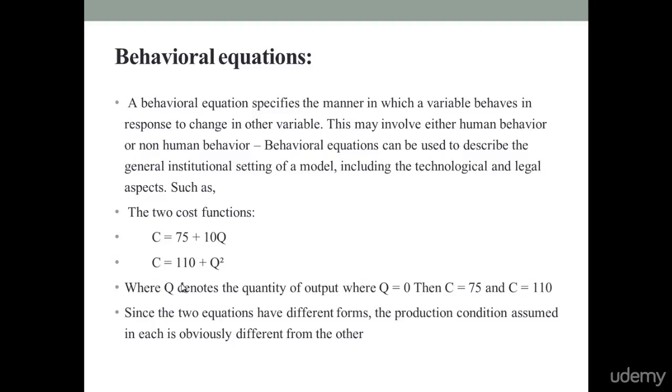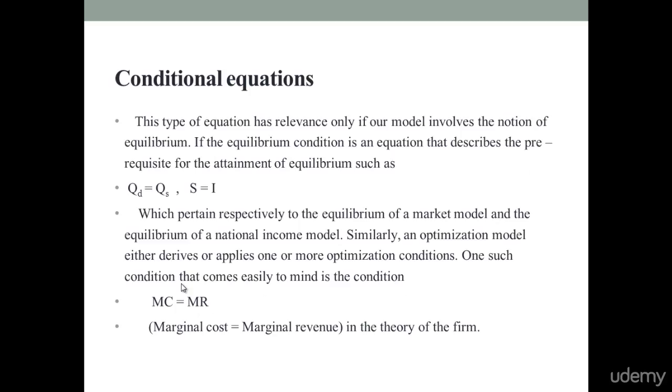C equals 75 plus 10q, C equals 110 plus q squared, where q denotes the quantity of output. Where q is equal to 0, then C is equal to 75 and C is equal to 110. Since the two equations have different forms, the production condition assumed in each is obviously different from the other. Okay. Now we discuss what are conditional equations.